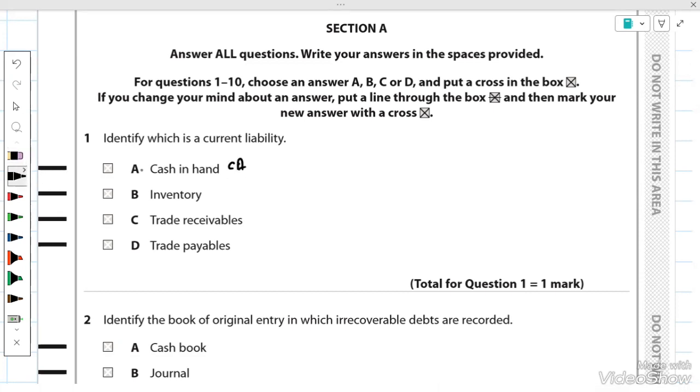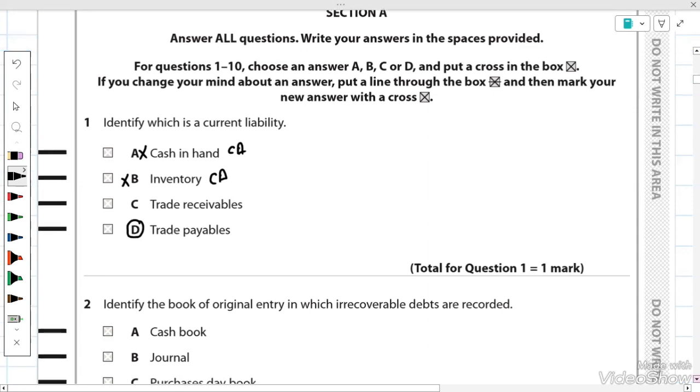So this is not your answer. Inventory is also your current asset, so this is also not your answer. Trade receivable is also your current asset. Finally, trade payables are a current liability because this is the liability which you have to pay within a year. So your D option is your right option.